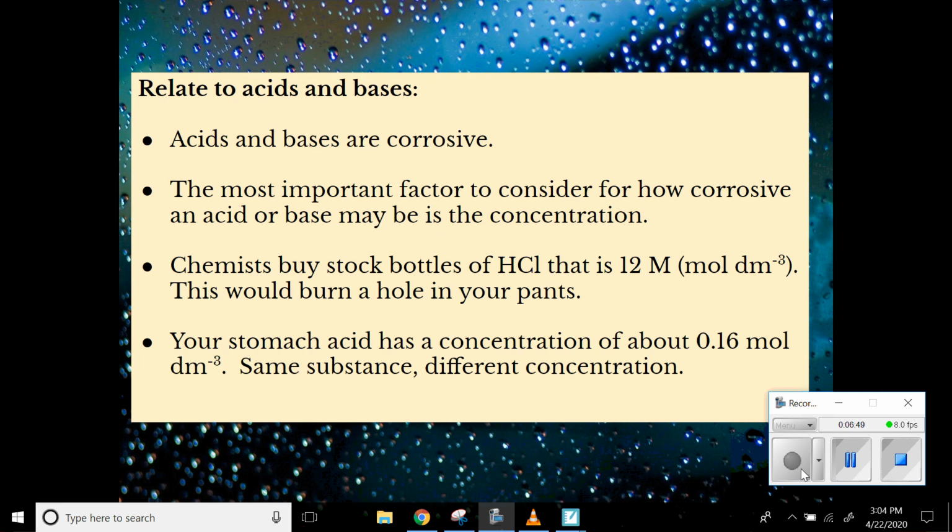Our stomach acid is also hydrochloric acid. Our stomach acid has a concentration of only about 0.16 moles per liter. Now, if you have acid reflux and you burp sometimes, you feel the acid in your throat and it kind of stings. Yeah, it's still not the most pleasant thing to get on you, but it has a much lower concentration. Same substance, different concentration, different level of danger.